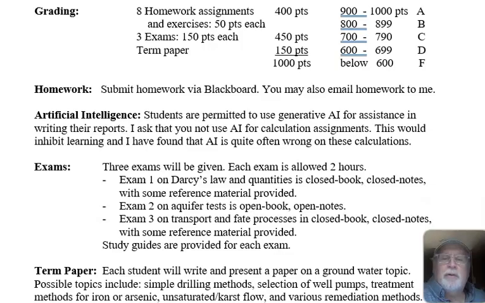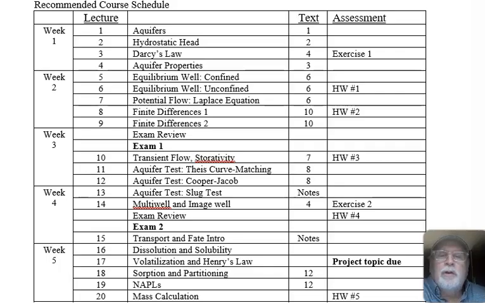There'll be 3 exams. Each exam is allowed 2 hours. The first one is on Darcy's Law and quantities. It's going to be closed book, closed notes. The reference material you'll need is provided for you. On each of these I'll also give you a study guide. Exam 2 is open book, open notes on aquifer tests, and exam 3 is on the transport and fate processes, contaminant hydrology. Here is the course structure and schedule organized by week.